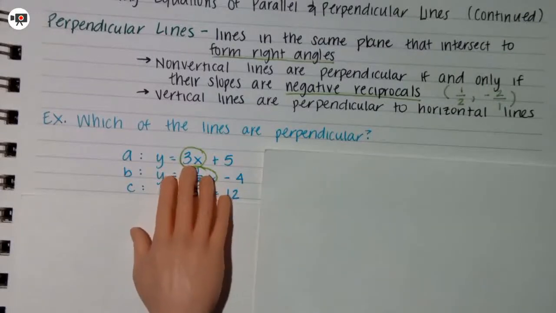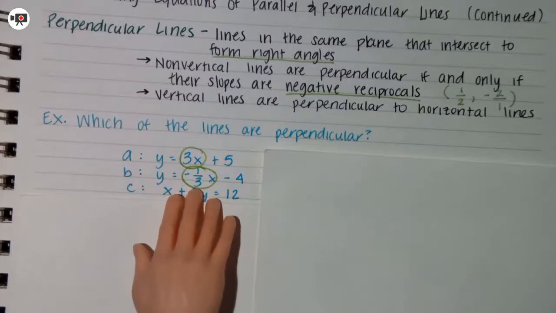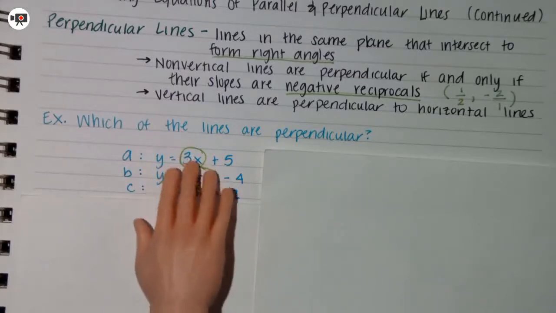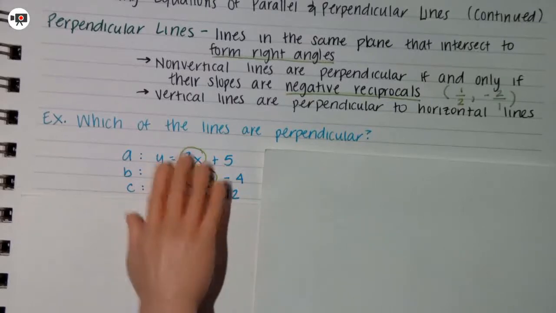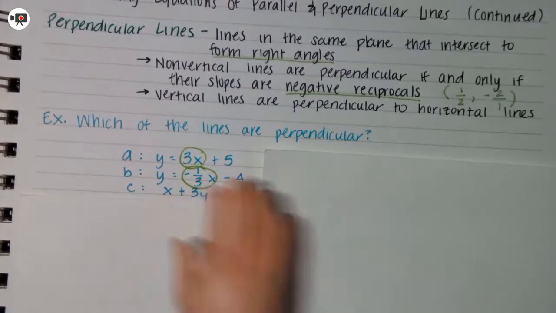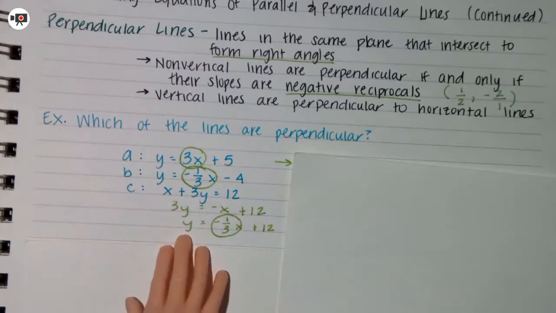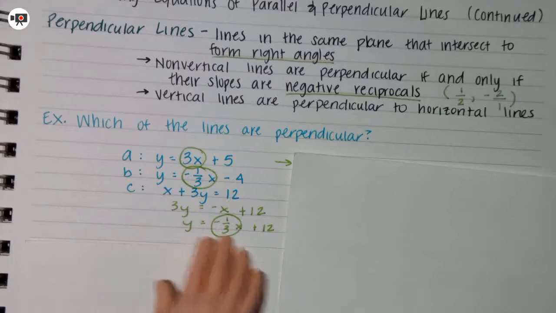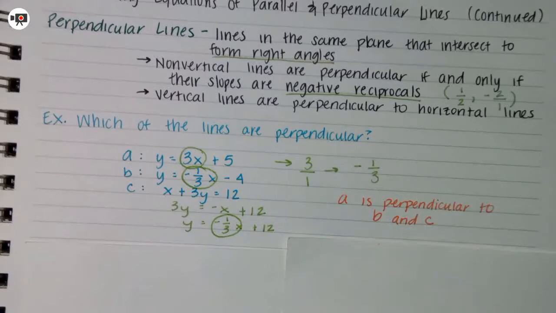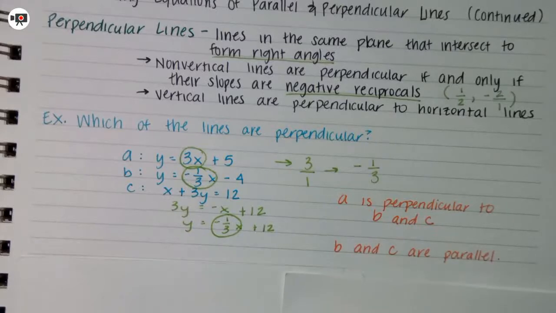So first I see the slope of line A is 3, and the slope of line B is -1/3. These are negative reciprocals, because 3/1, flip it, is 1/3, and reverse the sign. If I solve line C and put it in y equals mx plus b, I see that it also has a slope of -1/3. So that means that A is perpendicular to B and C, but I also know that B and C are parallel because they have the same slope.